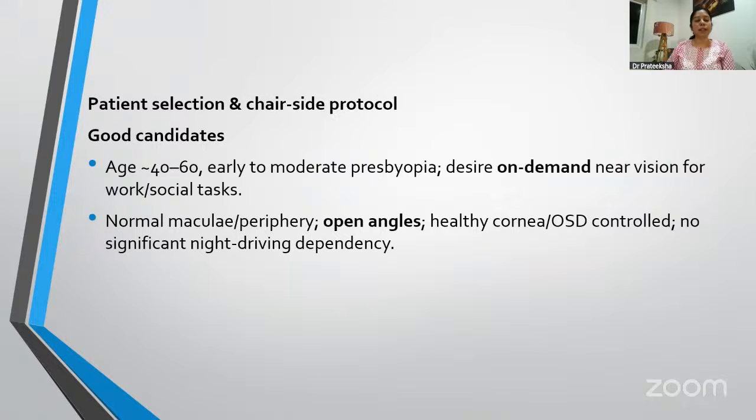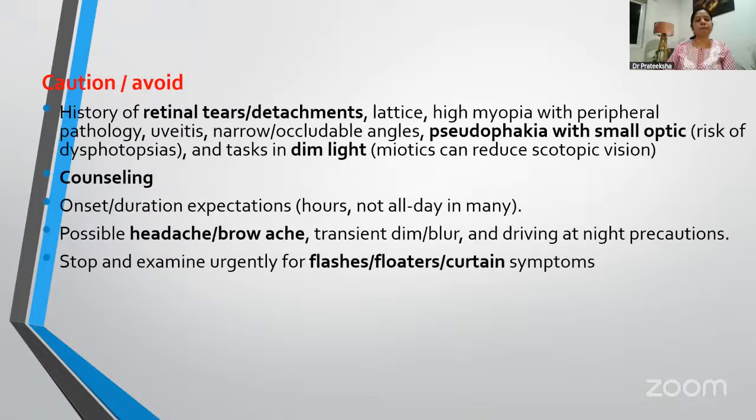So patient selection, good candidates should be selected of the age 40 to 60, early to moderate presbyopia, desire on-demand near vision for work or social tasks, normal macular periphery, open angles since we are using pilocarpine, healthy corneas, the surface should be OSD controlled and no significant night driving dependency. Now, you should be cautious or should avoid the patient having history of retinal tears, detachment, lattice, high myopia with peripheral pathology, uveitis or narrow occludable angles, pseudophakia with small optic and task in dim light.